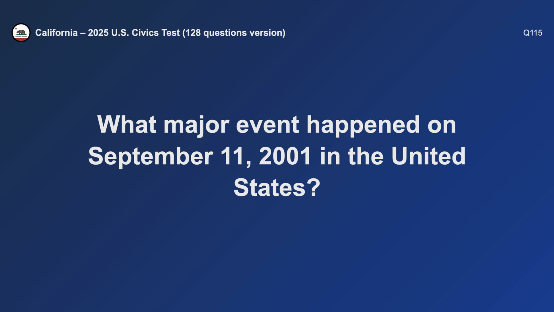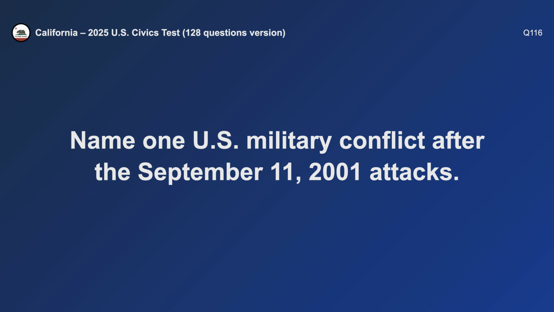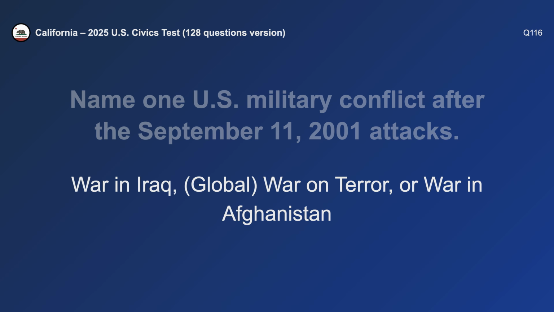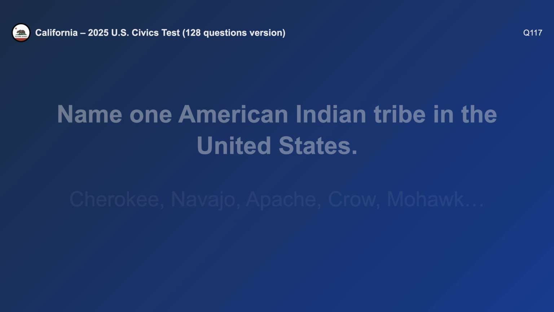What major event happened on September 11th, 2001 in the United States? Terrorists attacked the United States. Name one U.S. military conflict after the September 11, 2001 attacks. War in Iraq. Name one American Indian tribe in the United States. Cherokee.